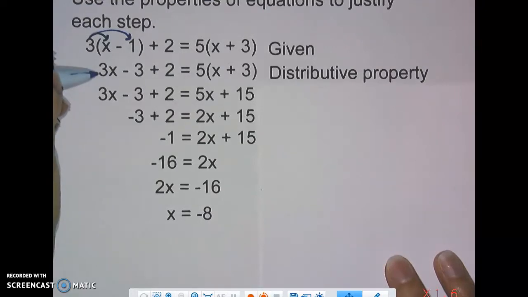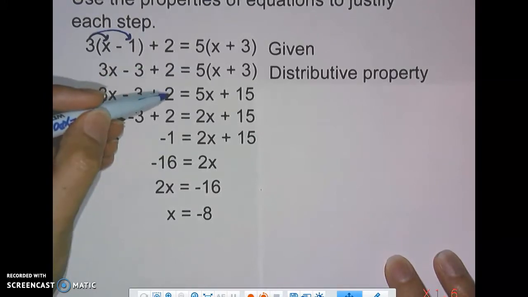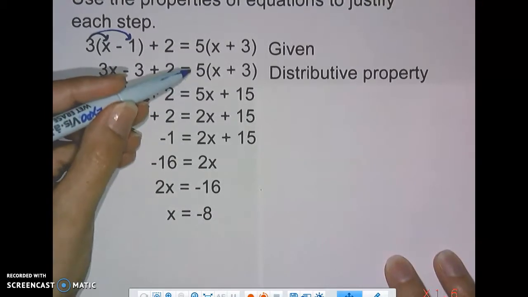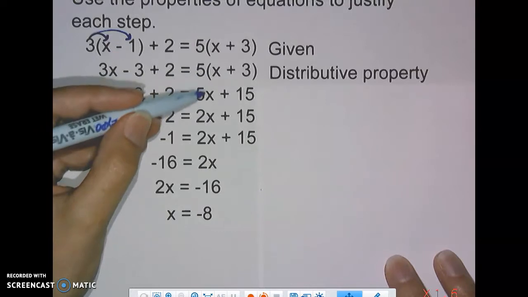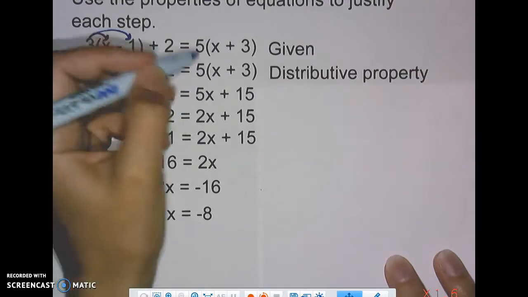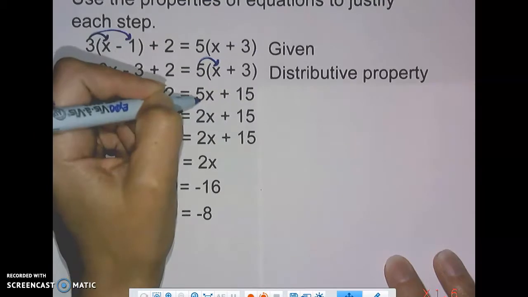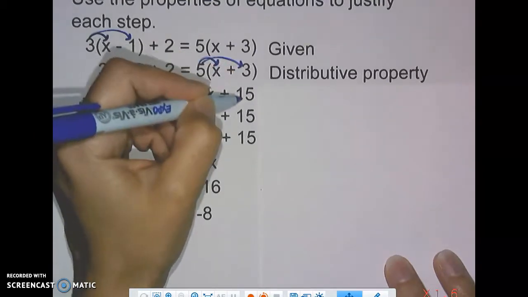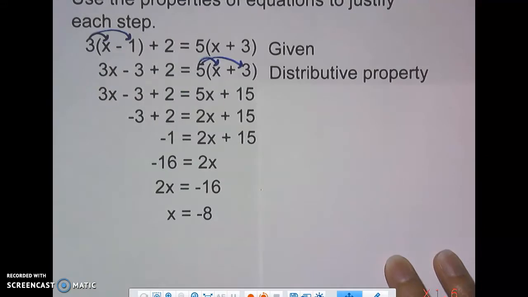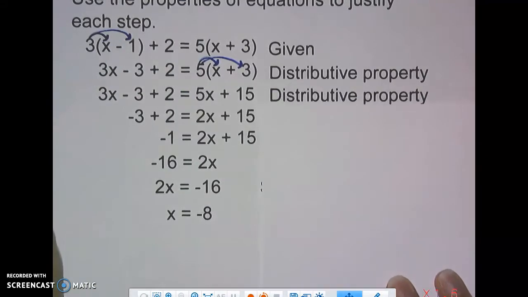To go from that 3x minus 3 plus 2 equals 5 times the quantity x plus 3 down to the next line of 3x minus 3 plus 2 equals 5x plus 15, what happened? What changed? Again, we're defining the property that went from here down. Okay, so this left-hand side, everything is the same. So nothing changed there. Let's look on the right-hand side. Okay, we see some parentheses, and now they're not there. What could have happened? 5 times x is 5x. 5 times 3 is 15. When we take that number and put it into the parentheses by multiplying, that's the distributive property.